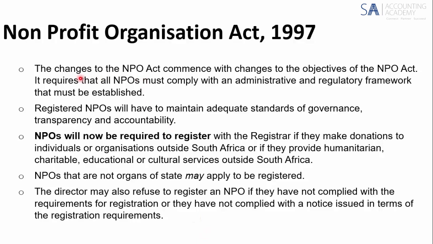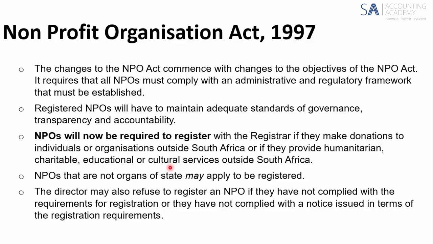NPOs, the changes to the NPO Act say that all NPOs have to comply with the administrative and regulatory framework. They've got to maintain adequate standards of governance, transparency, and accountability. And very important, NPOs will now be required to register with the registrar if they make donations to organizations outside South Africa, or they provide charitable, educational, humanitarian, or cultural services outside South Africa's borders.